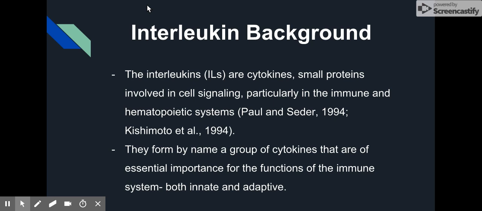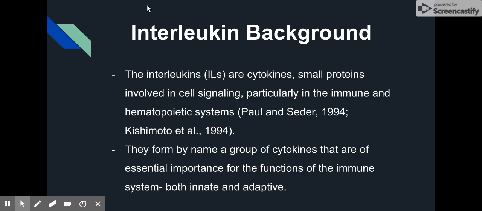Interleukin background. The interleukins are cytokines, small proteins involved in cell signaling, particularly in the immune and hematopoietic systems. They form by name a group of cytokines that are of essential importance for the functions of the immune system, both innate and adaptive. Interleukins are a family of proteins that were originally isolated from leukocytes, from which their names originate. It's now known that interleukins are produced by practically all cell types, including osteoclasts, osteoblasts, and even osteocytes.